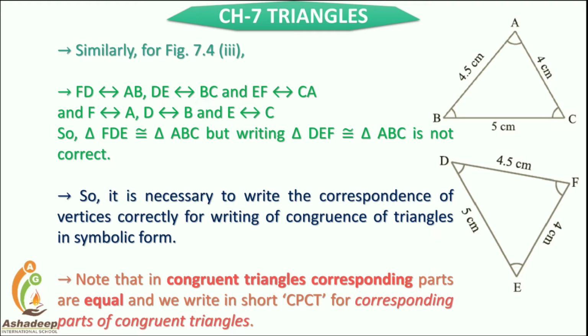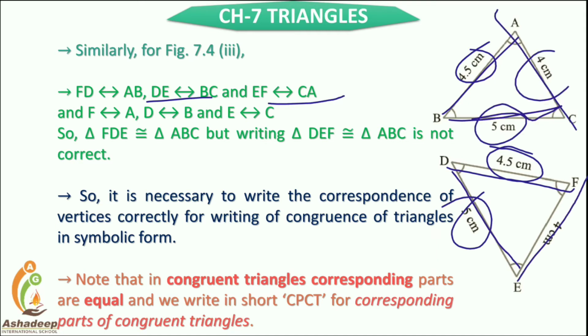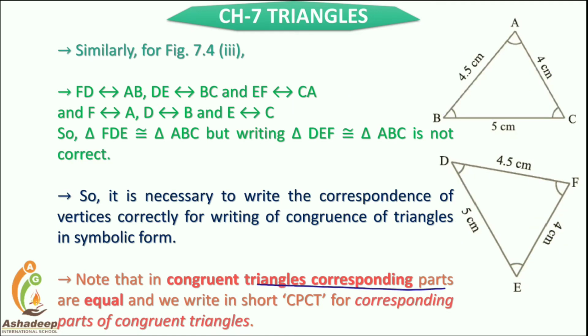You have already seen over here that FD is 4.5, so AB is also 4.5. Now DE and BC: DE is 5, BC is also 5. Similarly EF and CA are 4 and 4. So the corresponding parts are equal, and this is written as CPCT. Now what does CPCT mean? Corresponding parts of the congruent triangles are equal.